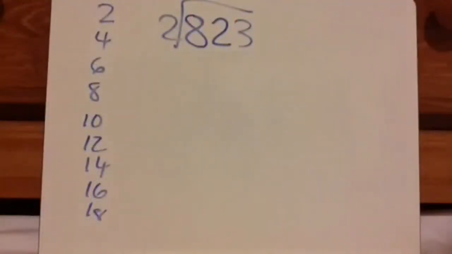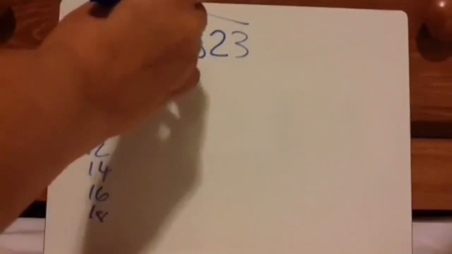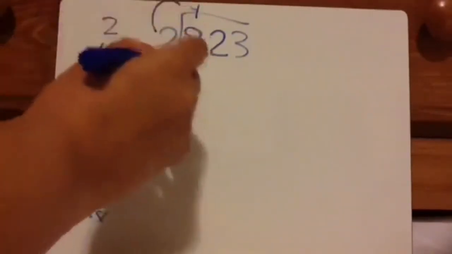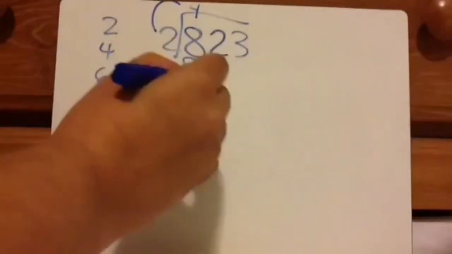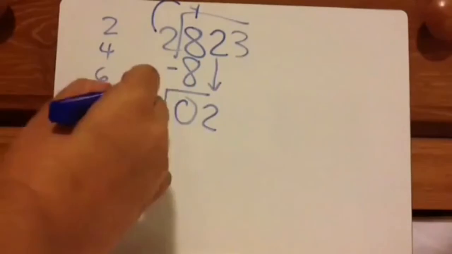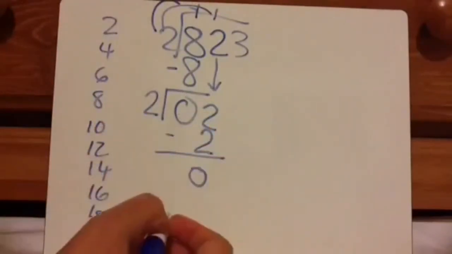Okay, let's look at another example, but this time we're going to be dividing into a 3-digit number. So 2 goes into 8 4 times. 4 times 2 is 8. 8 minus 8 is 0. So then you bring down the 2, and now you're going to do 2 divided by 2. 2 goes into 2 one time. 1 times 2 is 2. 2 minus 2 is 0.